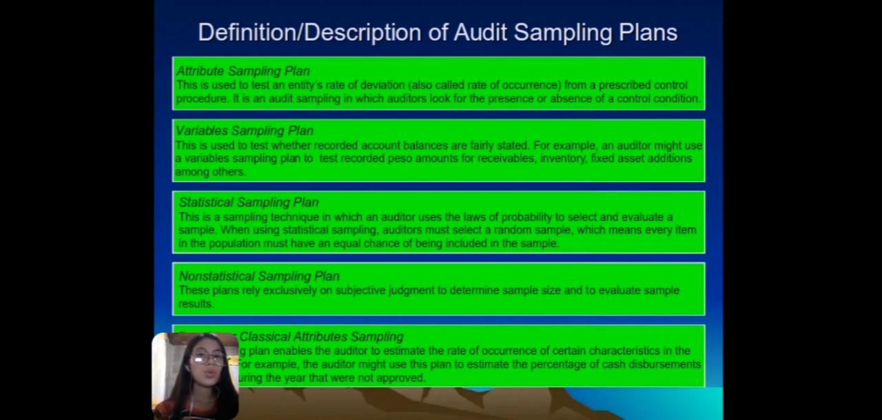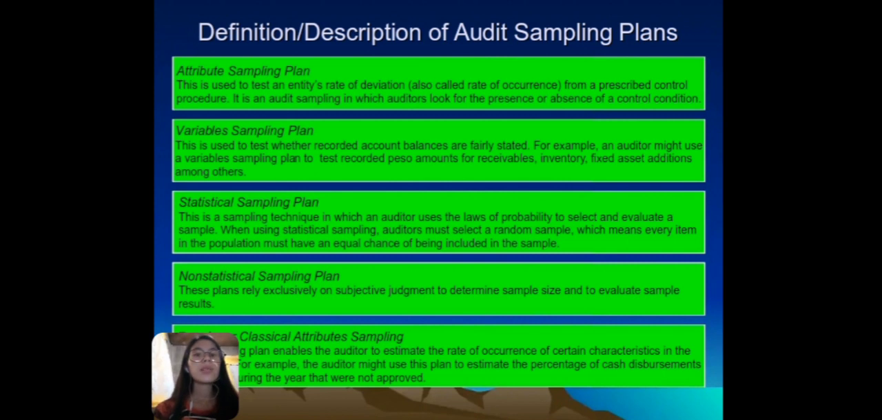The second one is the variable sampling plan. This is used to test whether recorded account balances are fairly stated. So let's say, for example, an auditor might use a variable sampling plan to test recorded peso amounts for receivables, inventory, fixed asset additions, among others.